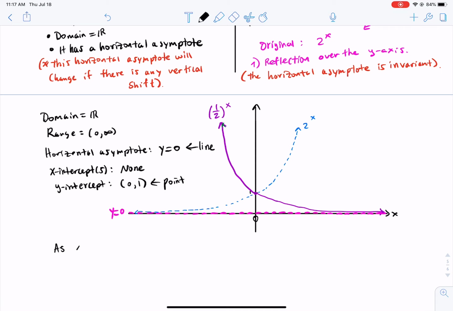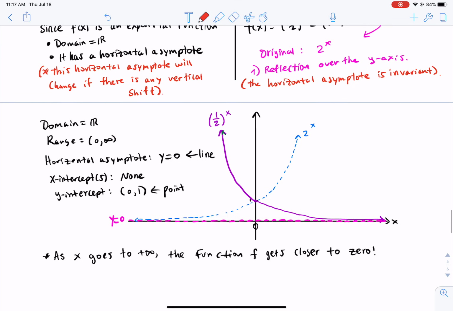As x goes to positive infinity, the function f gets closer to 0. Give me a second, right? The function f gets closer to 0. Okay, so your question is about the range, right?